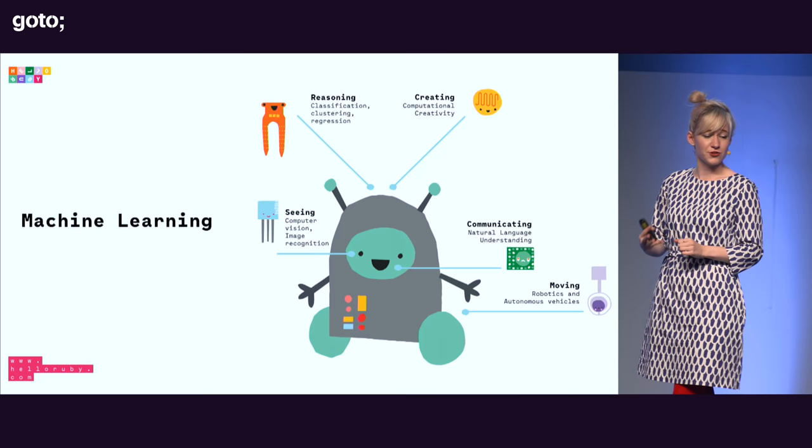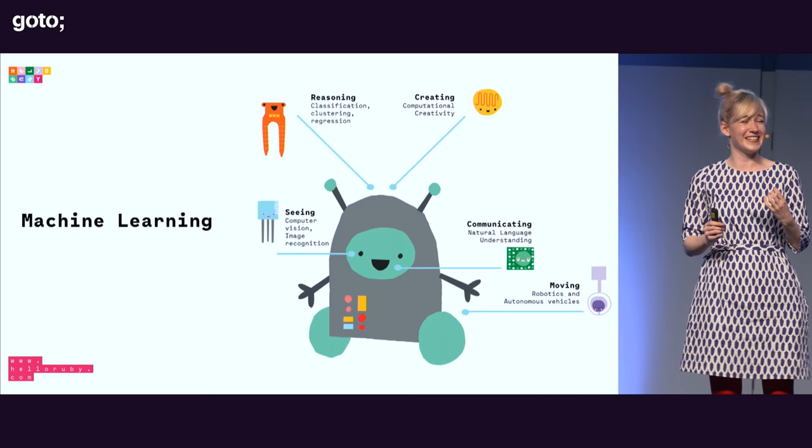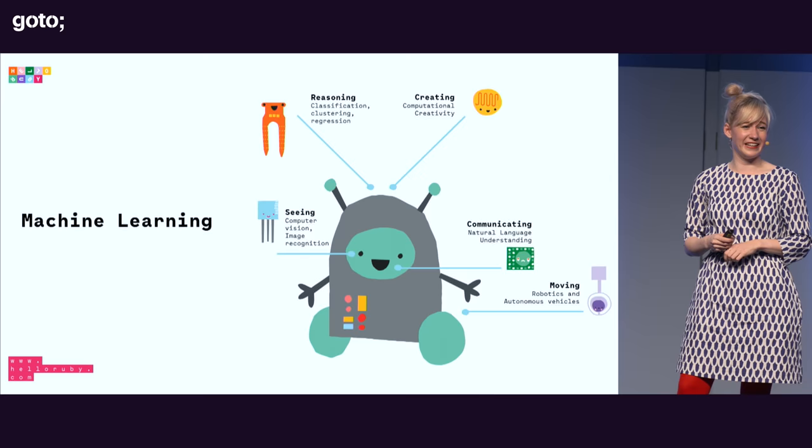And the way a computer does this is by using lots of data. It's no closer to what makes us human, what makes us special and unique, our soul and our perception of the world, than it was 70 or 80 years ago. It's all about data and computing power.